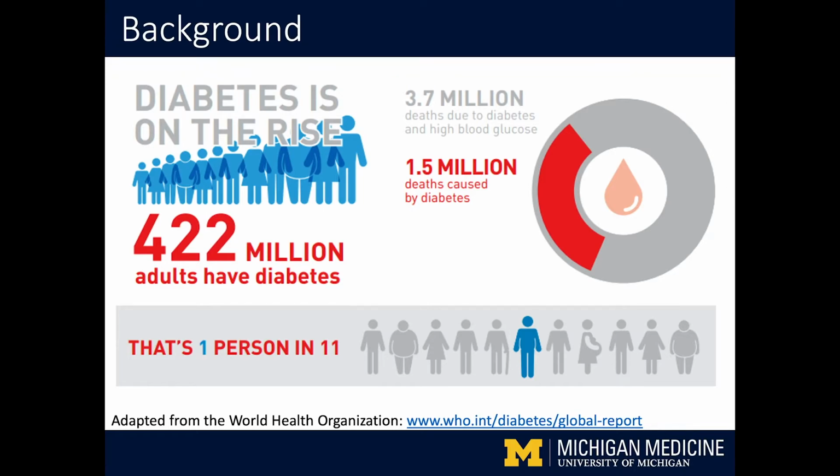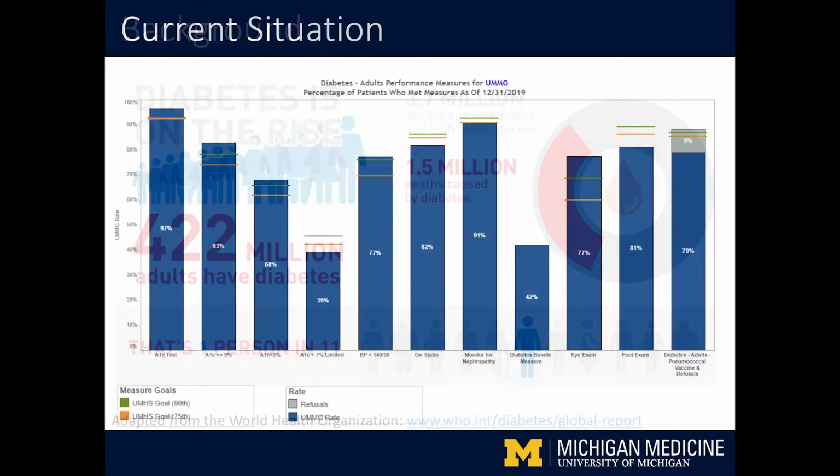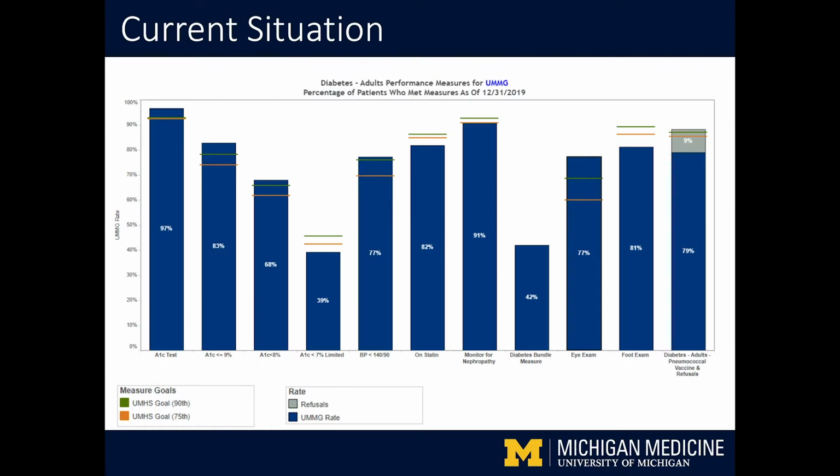Michigan Medicine has chosen as an institutional priority for 2020 to focus on reducing the number of patients with A1C values over 8%. At the VA, the target is currently 8.5%. This graphic shows how the University of Michigan Medical Group, or UMMG, is performing at the health system level for the ABC metrics of diabetes care.